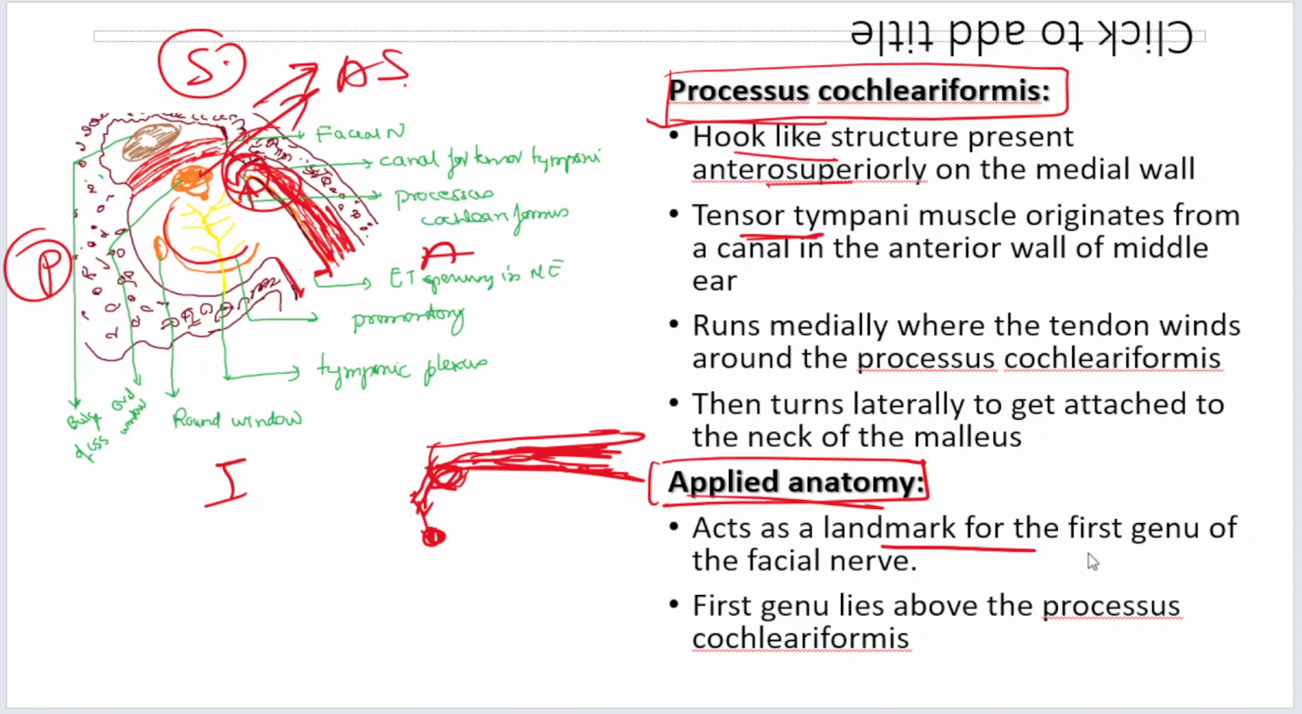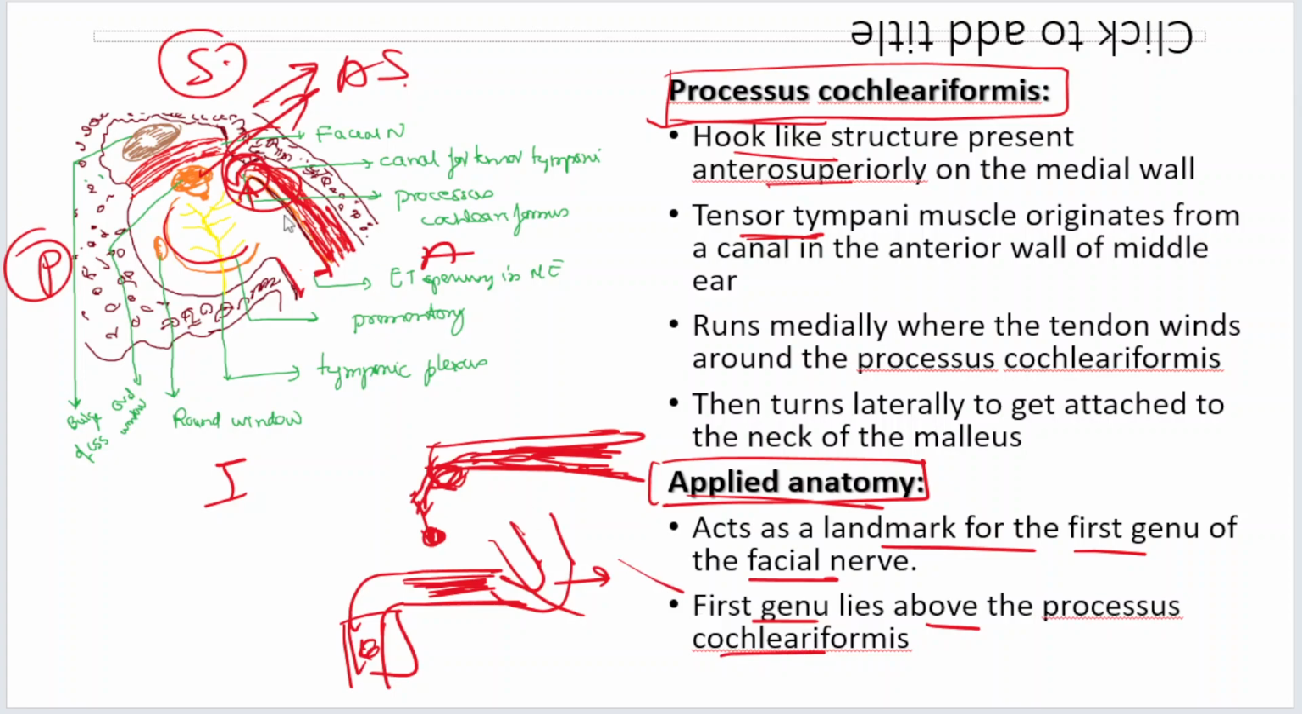So it acts as a landmark for the first genu of the facial nerve. The facial nerve, after coming from the inner ear, bends like this. This is called the first genu, and here starts the middle ear, and then it turns and becomes the horizontal segment of the facial nerve. Then it has a second genu going in the vertical part, posterior wall, forming the vertical or the mastoid segment of the facial nerve. So the first genu lies above the processus cochleariformis.